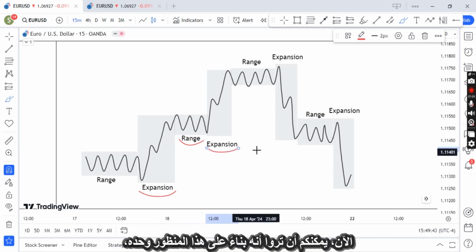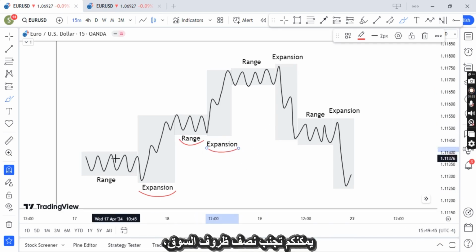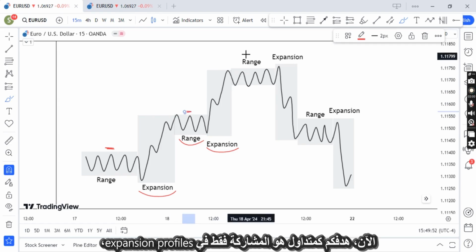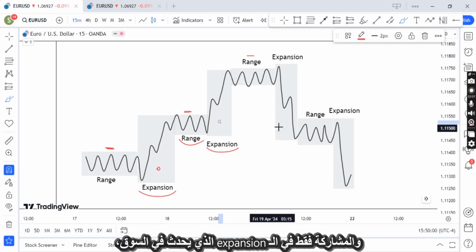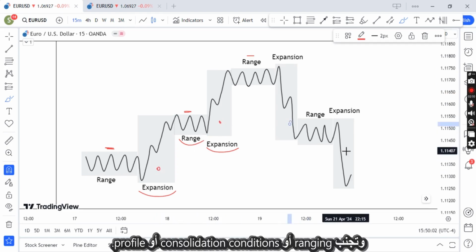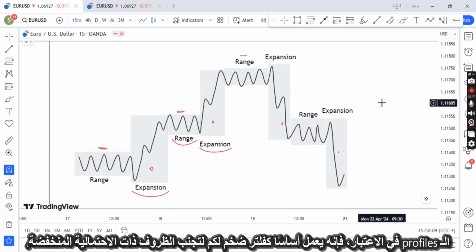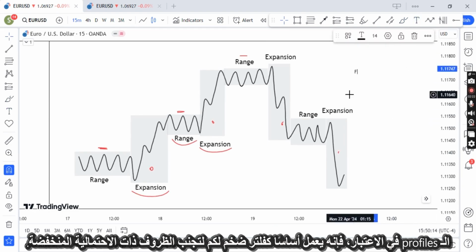Now, you can see that based on just this perspective alone, you can avoid half of the market conditions, which are basically lower quality and lower probability conditions, right? Now, your objective as a trader is to take part only in the expansion profiles and only take part in the expansion that occurs in the market, right? And avoid ranging or consolidation conditions or profile. So if you take these profiles into consideration, it basically acts as a huge filter for you to avoid lower probability conditions.